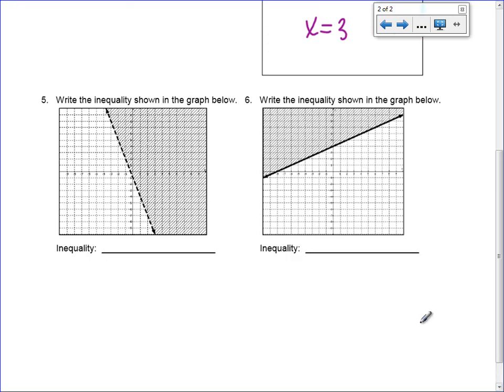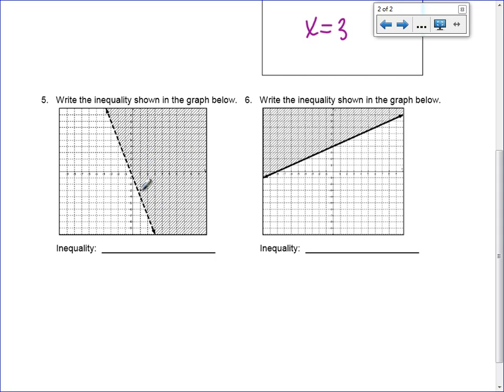So now we're going to translate this into inequalities, because inequalities and linear equations, when you go to write the functions for them, the operation is the same. You do all the same stuff. So this one right here, first of all, it is a dotted line, which means that I am not going to have an or equal to symbol. It's just going to be less than or greater than.